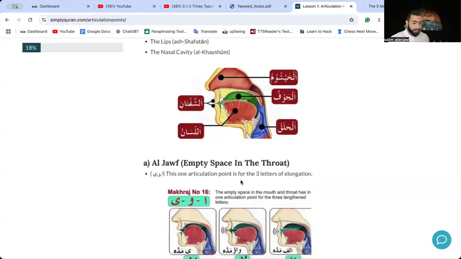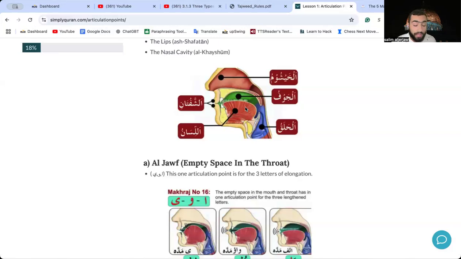Okay, so let's get started. The first exit that we are going to start with is called al-jawf. Al-jawf is an empty space, not the throat. Well, specifically the jawf from the throat, but the empty space all the way and even the mouth. So it's basically the empty space in all of this area from here all the way there.